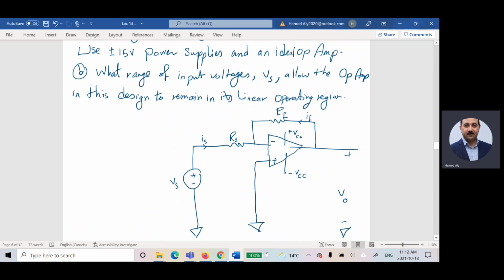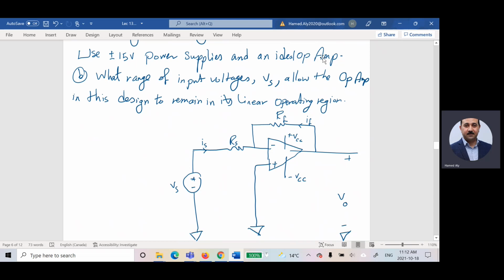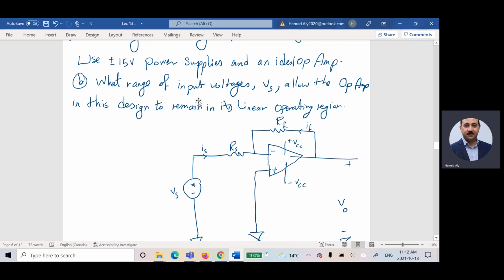Let us see the second part. What range of input voltage Vs allows the operational amplifier in this design to remain in its linear operating region? He is asking me about the range of values for Vs that will allow this op-amp to work in the linear region. What should I do?